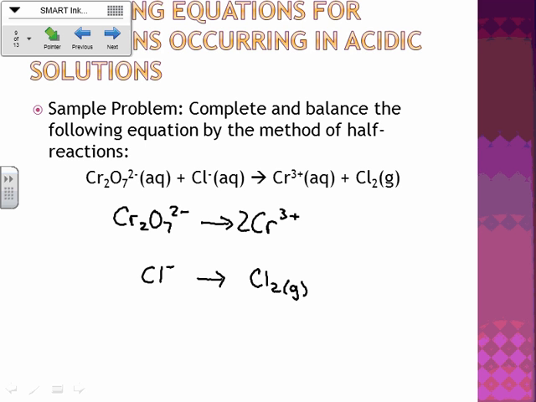Now we can do what you were just saying. We can add the water. So we're going to add the water to this side because we need 7 oxygens on the right side. So we're going to add 7 H2O, which, again, introduces some hydrogen into this equation. So we're going to add 14 H+ on the other side. Okay. So then we need to think about our overall charge here. On the left side, our overall charge is what?